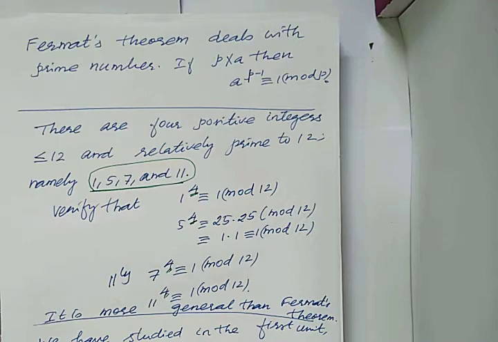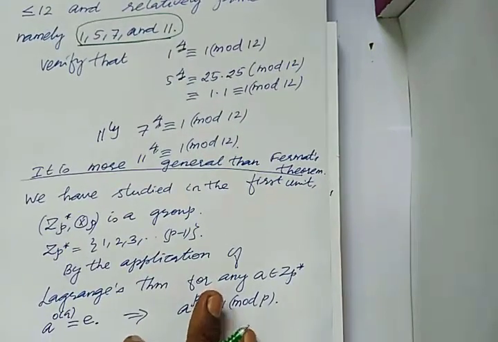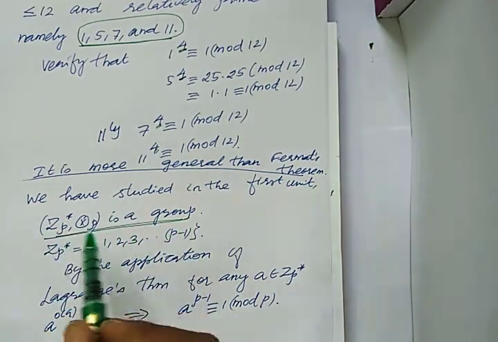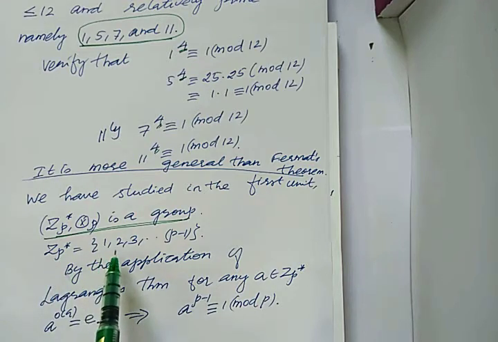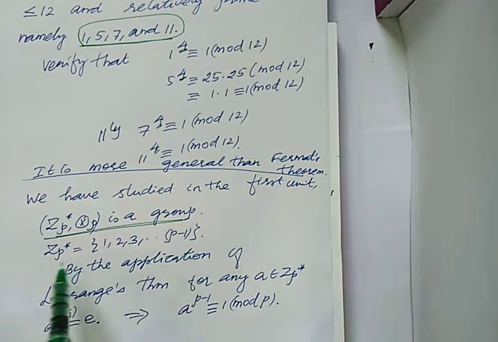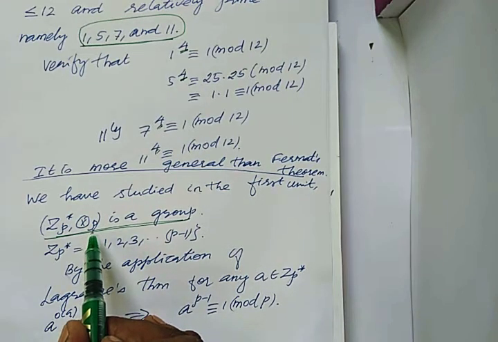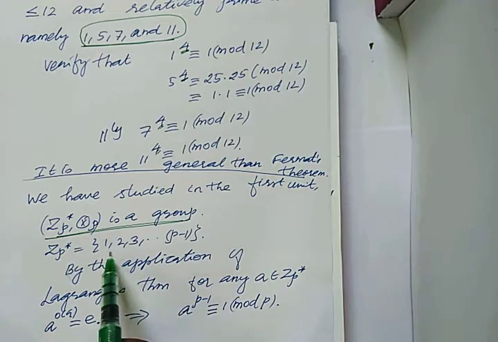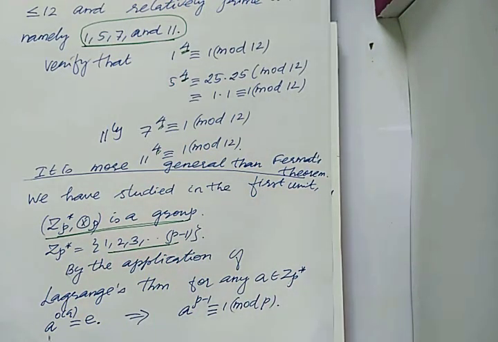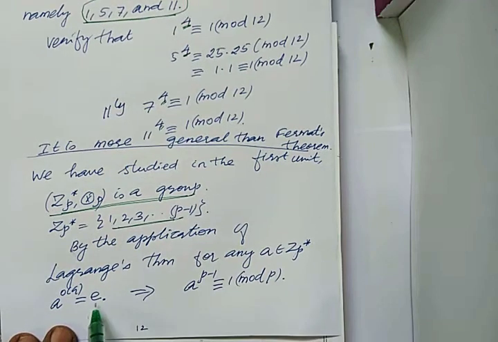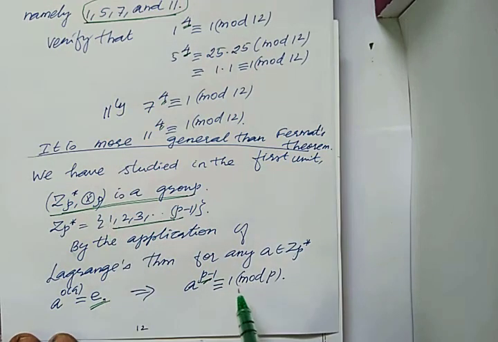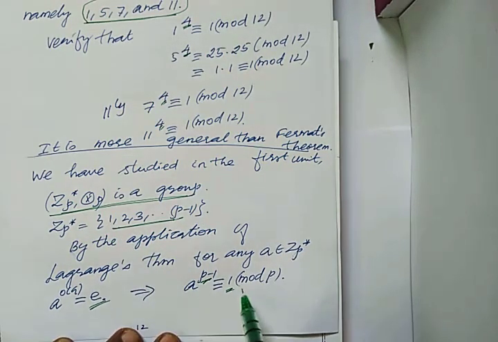Before seeing Euler's theorem, let us discuss a few things. In the first unit, we have studied that this is a group, Z_p star. What is Z_p star? 1, 2, 3, etc., up to p minus 1. This is a group under the operation multiplication modulo p. And by application of Lagrange's theorem, for any element a here, a to the power order of G is equal to the identity. Here what is the order? p minus 1 is the order. And what is the identity? 1 is the identity.